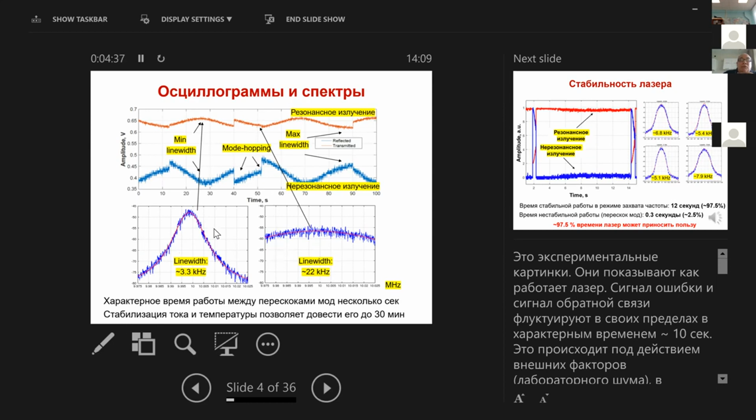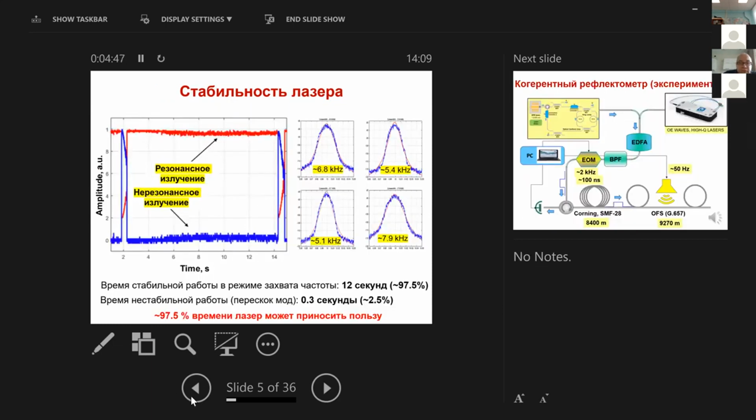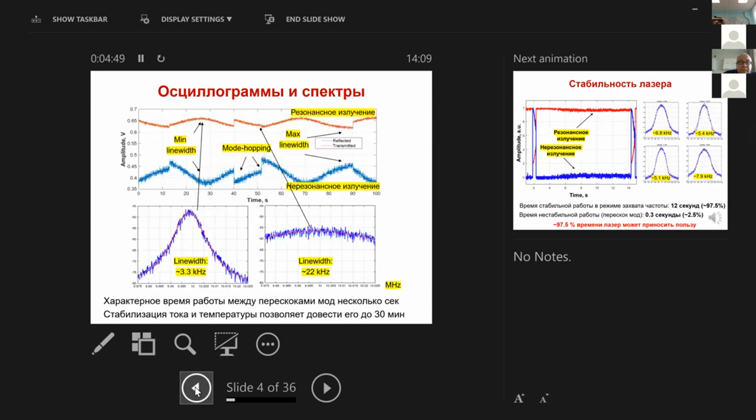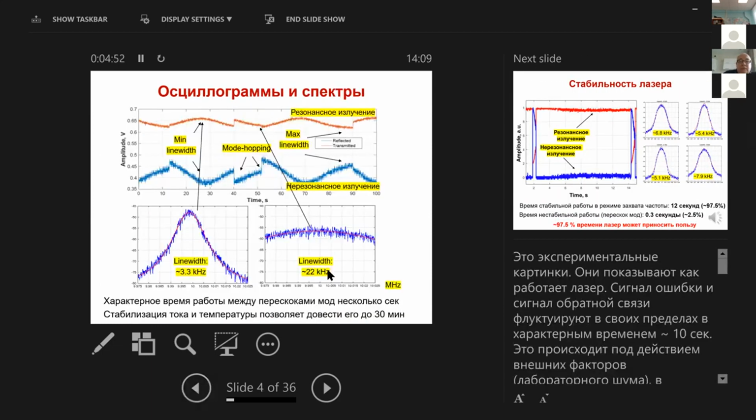You can see two limit laser line widths: 3 kilohertz in the case of the narrowest band radiation, sorry, and a line width of 22 kilohertz is the broadest. When the laser line becomes broader, it's possible to have more mode-hopping events. And these mode-hopping events make laser operation very unstable.